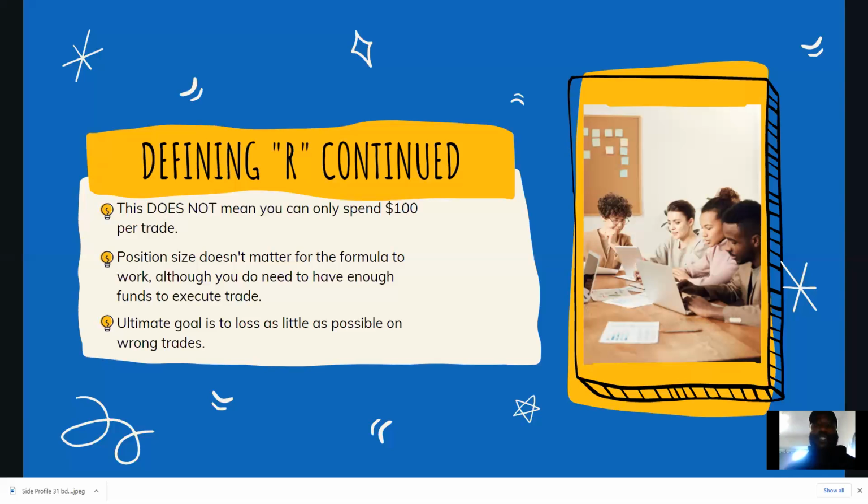The next thing is position size doesn't matter for the formula to work, although you do need, like I said a second ago, the funds to execute it. So the formula basically tells you how many shares to buy according to your stop loss, to your risk unit. Okay, so the ultimate goal, once again, is to lose as little as possible on these wrong trades, because we're going to be wrong. There's no one in the history of trading who got every trade that they picked right. It's not a thing.